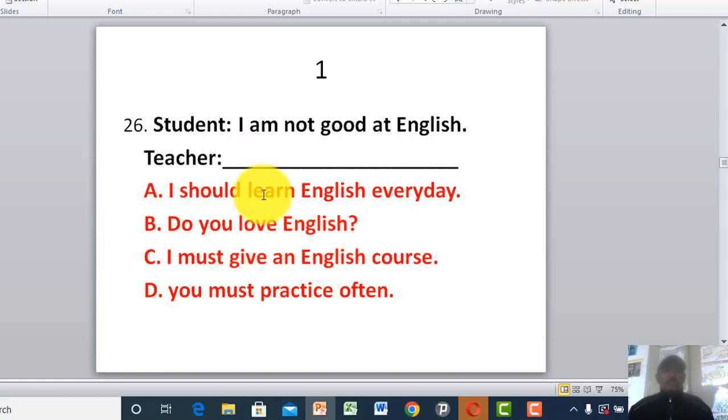I must give an English course. I don't know the quality of the teacher. So this is not the correct expression, please. You must practice often, please. Practice, practice, and practice, and finally you'll become perfect. You practice and do it and do it. So the right answer here is practice, which is D.